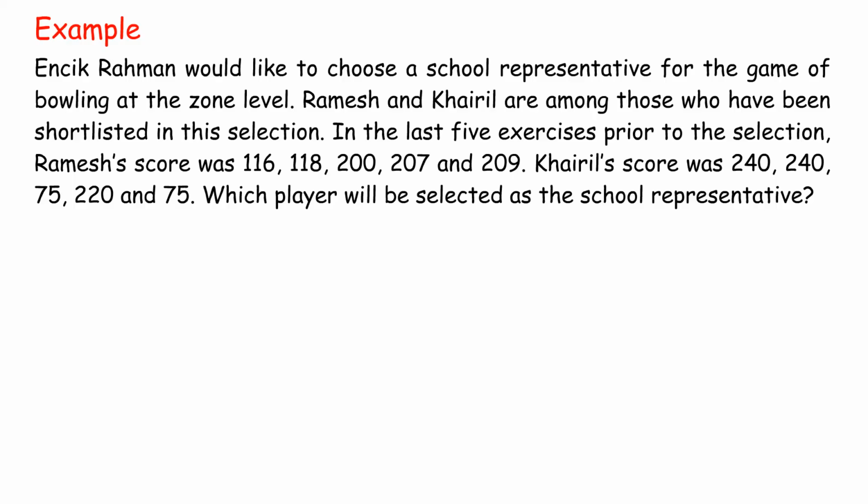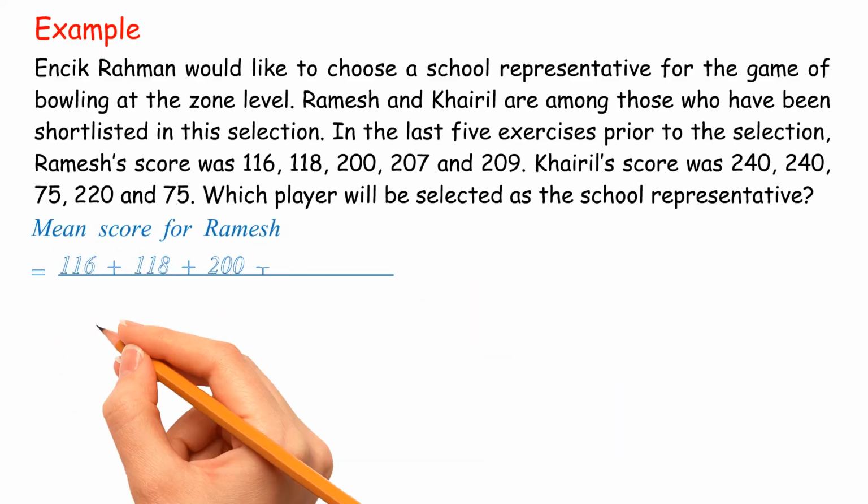Ramesh and Kai Rail are among those who have been shortlisted in this selection. In the last 5 exercises prior to the selection, Ramesh's score was 116, 118, 200, 207 and 209. Kai Rail's score was 240, 240, 75, 220 and 75. Which player will be selected as the school representative?